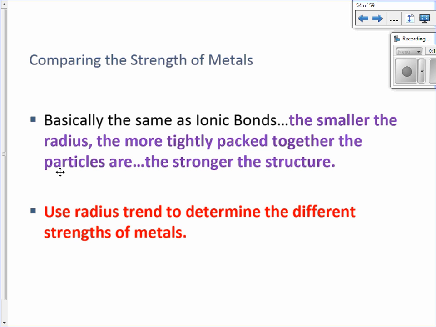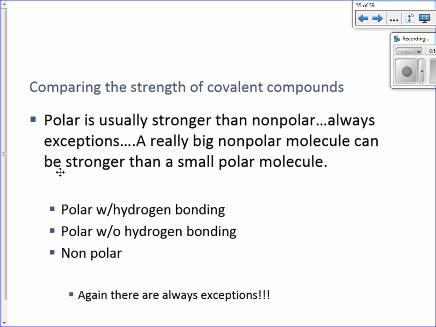And last but not least here, comparing the strengths of covalent substances. Polar is usually stronger than nonpolar, but there are always exceptions. A really big nonpolar molecule can be stronger than a very small polar molecule. So the general trends go in this direction. Polar with hydrogen bonding is usually the strongest, then polar without hydrogen bonding, and then nonpolar, which is going to be your London dispersion forces. And this would be your dipole forces. Okay? But there are always exceptions.